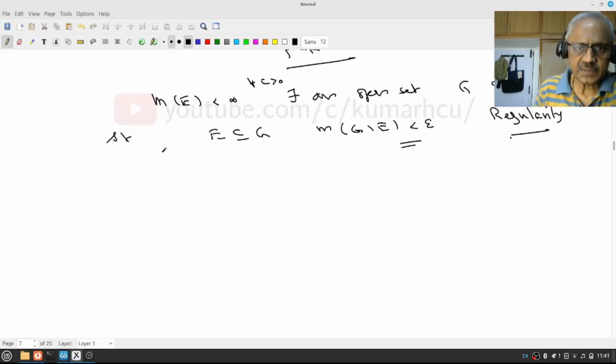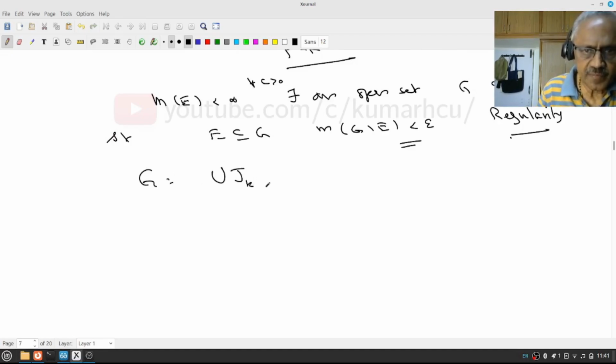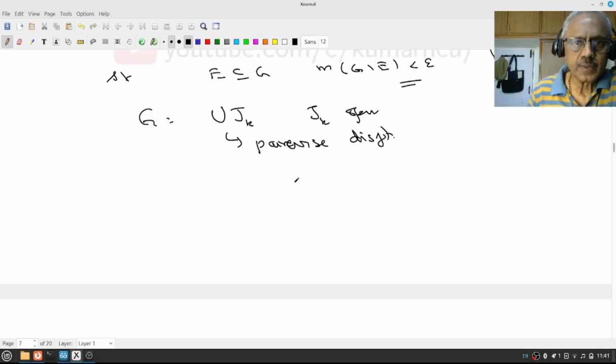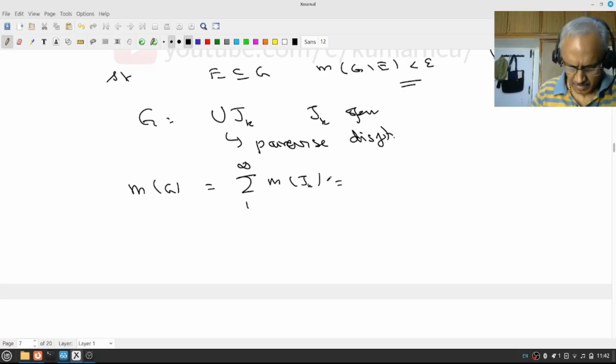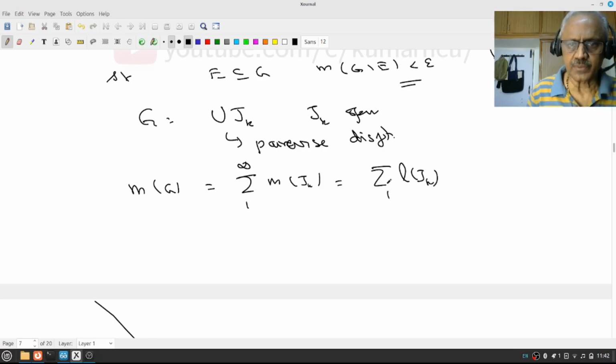Alright, but since we are on R, any open set G is a countable union of intervals, and these are pairwise disjoint. Therefore, measure of G, since each one of them is measurable, by countable additivity is the sum of measure of J_k. But that is equal to the length of J_k. That is the definition of length.